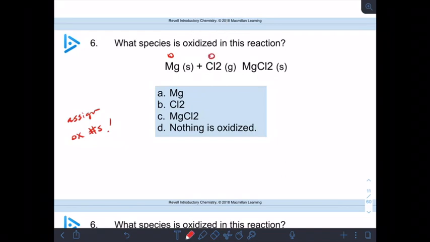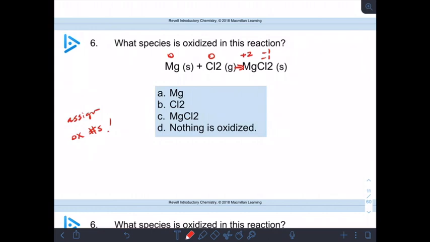Now, let's look at our product. So this should have an arrow here, sorry. So in our product, the chlorine, the halogens usually have minus one oxidation states, and we have two chlorines, so minus one, minus one. And then the magnesium needs to balance that out, so we get a zero for our total, so that means the magnesium has to be a plus two.